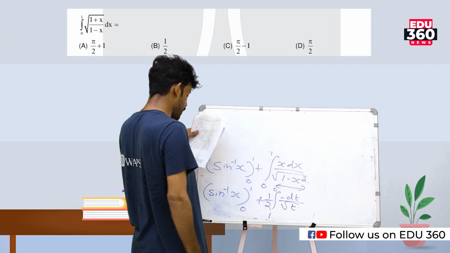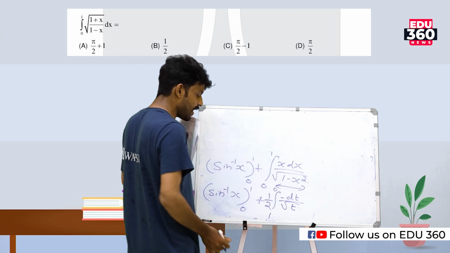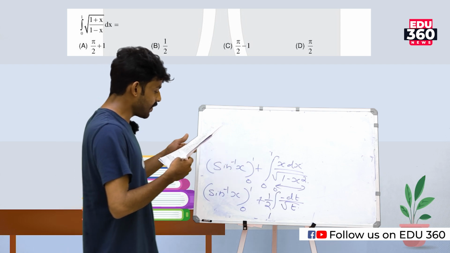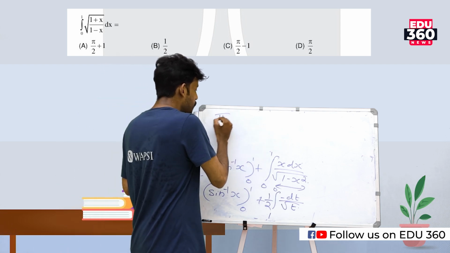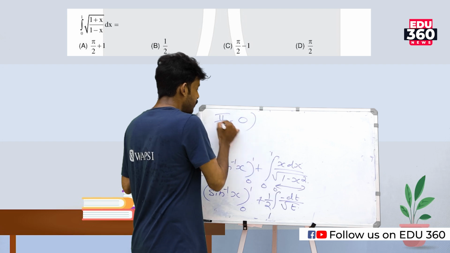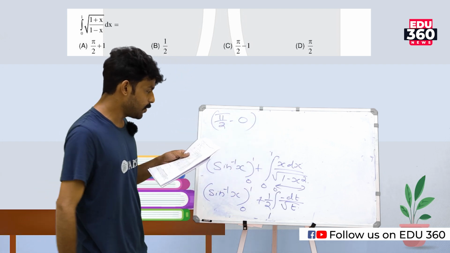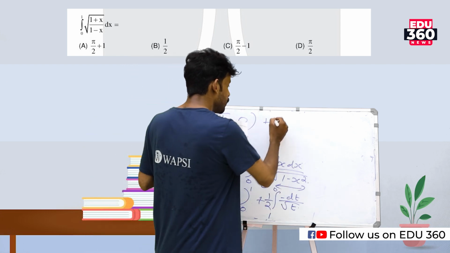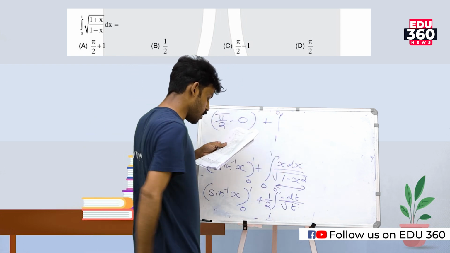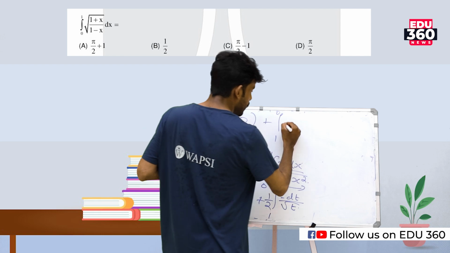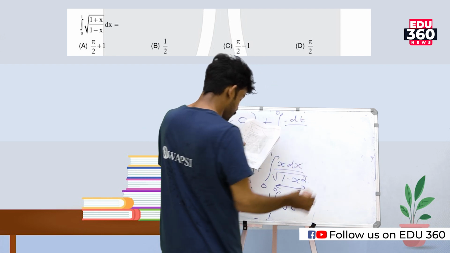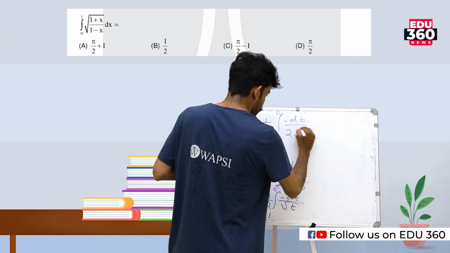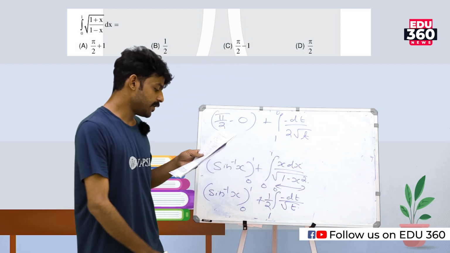For the next one we can apply the values. So sine inverse x gives pi by 2 minus 0, plus here, sorry, the limit is 1 to 0, minus dt divided by 2 root t.